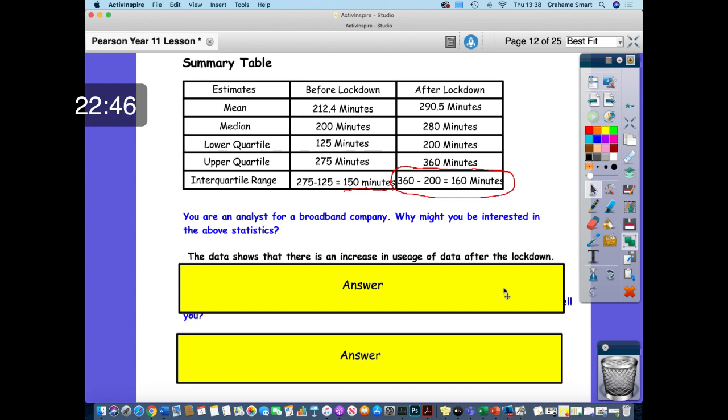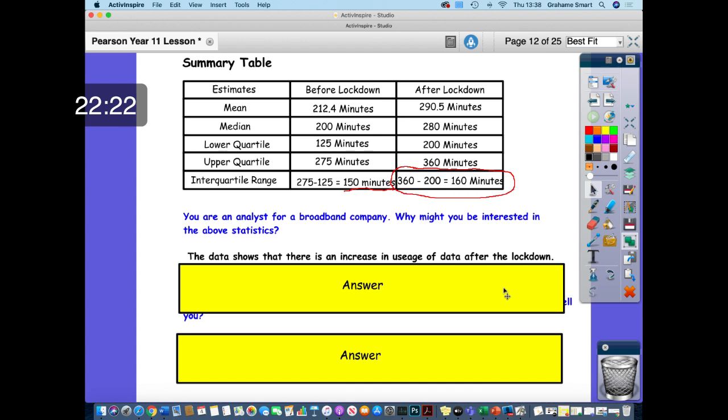But there's a few other things as well that I would like to say that aren't so obvious. Of course, if people are using more data, potentially that means that the mobile phone companies and the broadband companies could make more money. Of course it does. But also they need to see if their system can actually stand up to the demands. Some of you probably have had your broadband drop off on you, your connection's not been great.